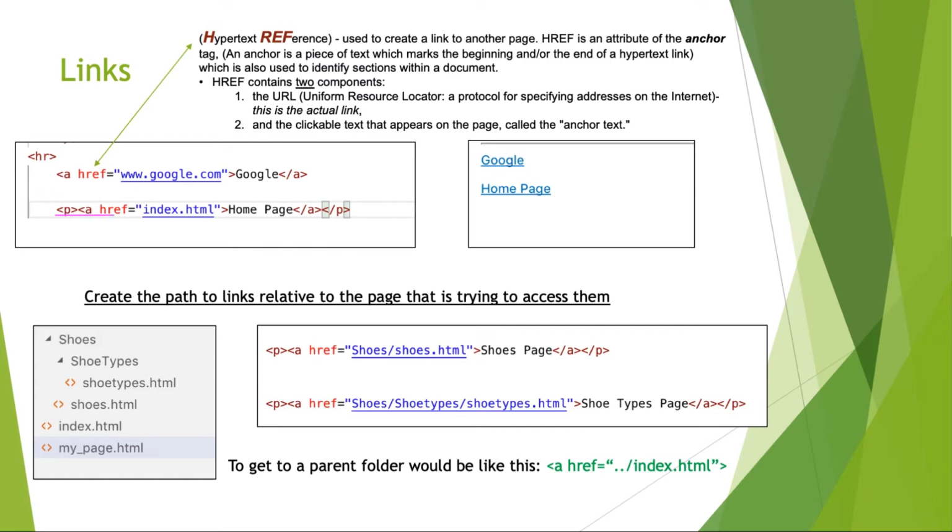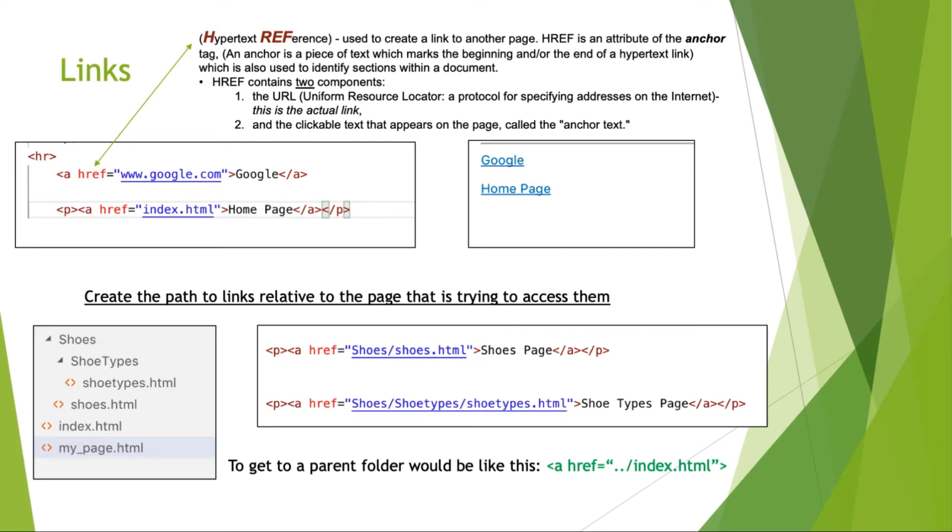Then we have within paragraph tags, again, href index.html. We're going to a page now, a specific page relative to our local website. Homepage is the name of the text, which is the very thing that will show up as the clickable link.